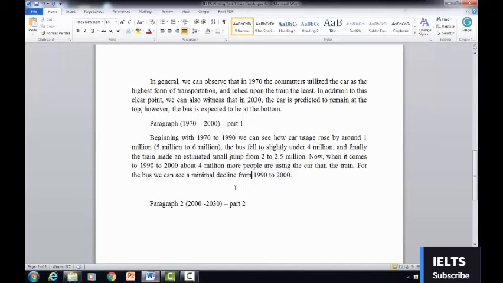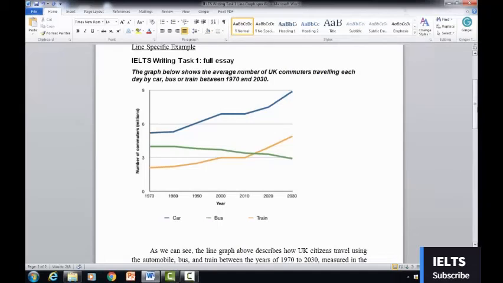Now, what I want you to do is I'm not going to write the paragraph number 3 and 4. This is our paragraph number 3, and this is our paragraph number 4, our specific paragraphs. What I want you to do is take a look at this line graph, and I want you to try to write an example of the paragraph number 4, for the specifics. Write your own example of the paragraph number 4.